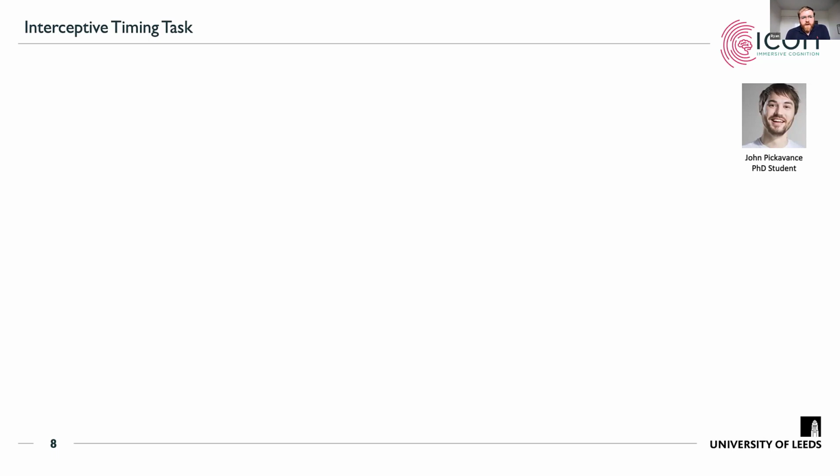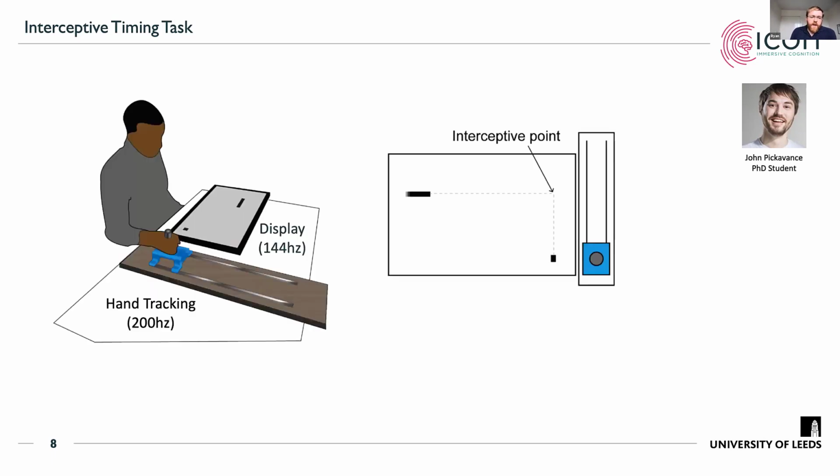So for the rest of the talk, I'm going to focus on a specific task, which is an interceptive timing task that John Pickavance, a PhD student, is doing. The task he had at the beginning of quarantines and lockdowns was to translate this lab-based experiment, with a high refresh rate on both the input and output of his equipment, into an online task. Typically, in an interceptive timing task, there's a little target moving across the screen and you're trying to intercept it with a cursor that you can only move in one dimension. And you do that by sliding a handle along a rail.